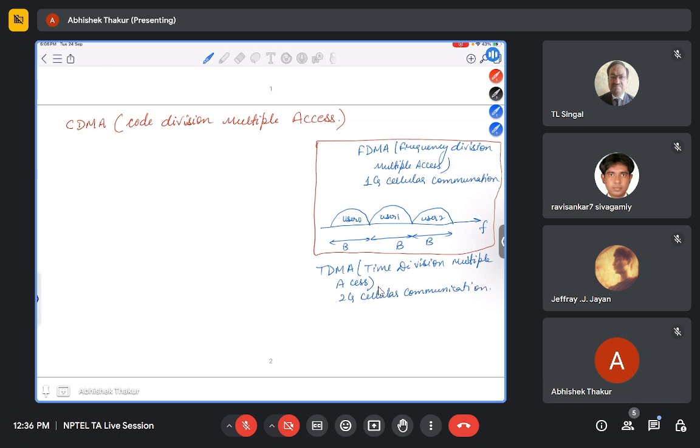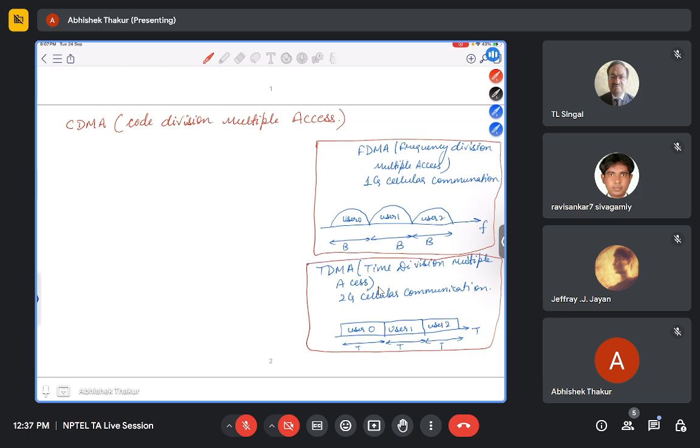In this, the entire bandwidth is given to each user, but for a different time slot. So let's suppose for a first time interval t, user 0 will use the entire bandwidth. Then for the next time slot t, user 1 will use, and so on. So the complete bandwidth is allocated to each user, but for different time slots. So that's why it is known as time division multiple access, and it was used in 2G cellular communication.